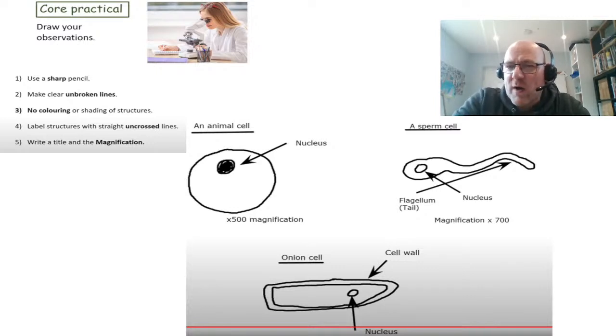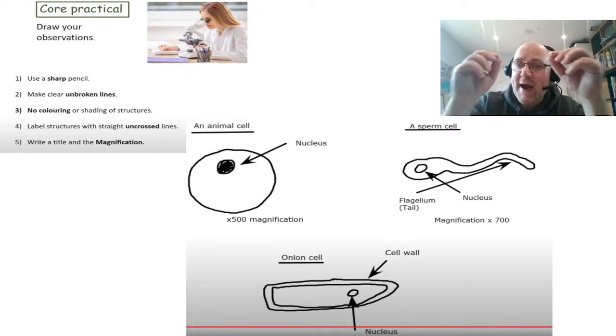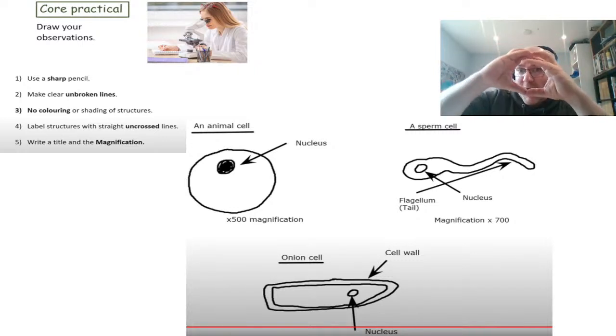What about in the first one? It doesn't look like there's anything wrong with that. There's something wrong with it. Look at point 3. What does point 3 say? No colouring or shading. What have they done wrong with the animal cell? You should be able to see they've coloured the nucleus in. You're not allowed to colour in any structures. So the onion cell's been done really well. The person has drawn the cell wall and cell membrane not touching each other. You have to leave the nucleus empty, like just a black circle.